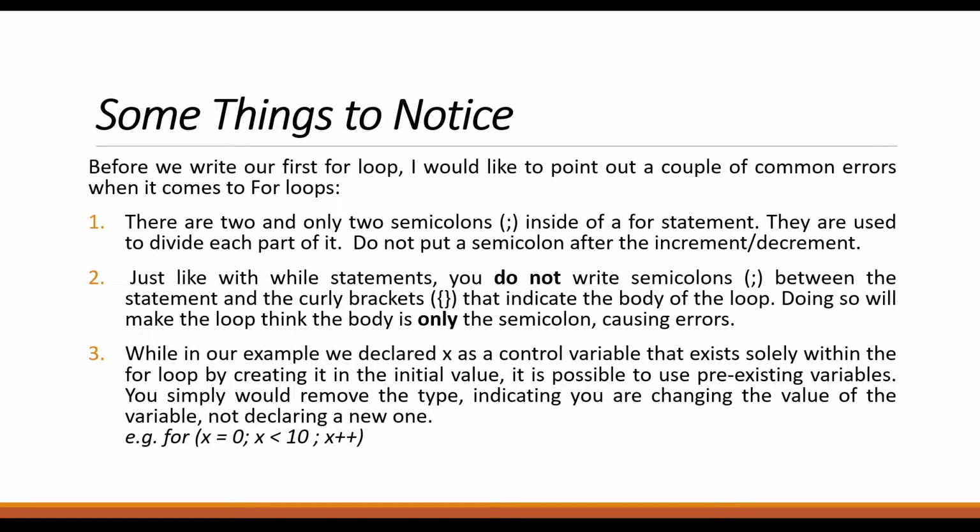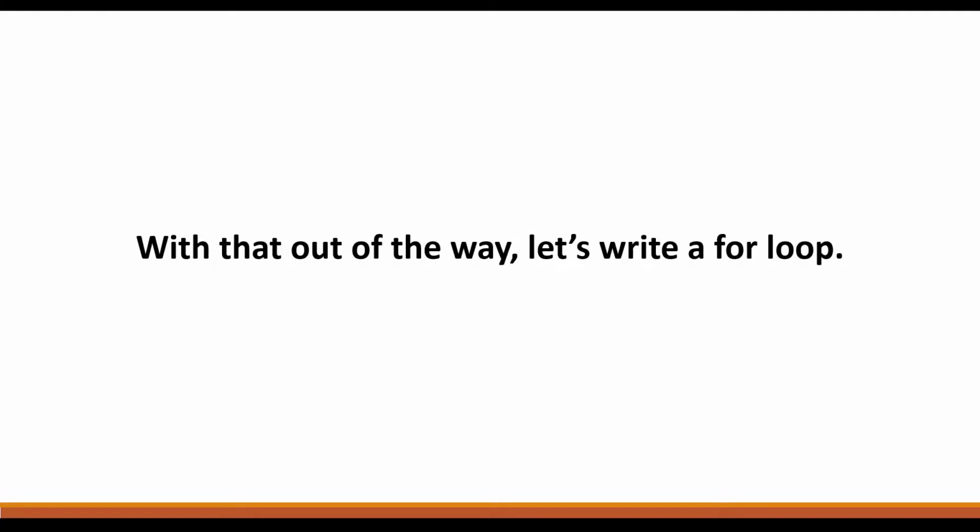And third, in our example, we declare x as a control variable that exists solely within the for loop by creating it in the initial value. It is possible to use pre-existing variables. You simply remove the type, indicating that you're changing the value of the variable, not declaring a new one. With that out of the way, let's write a for loop.